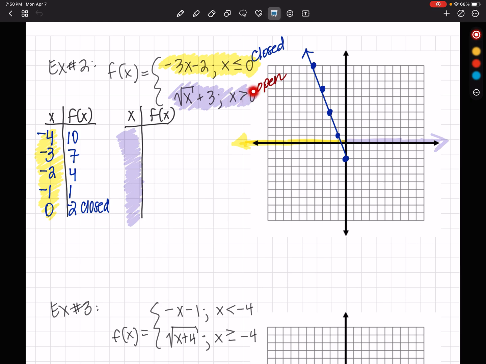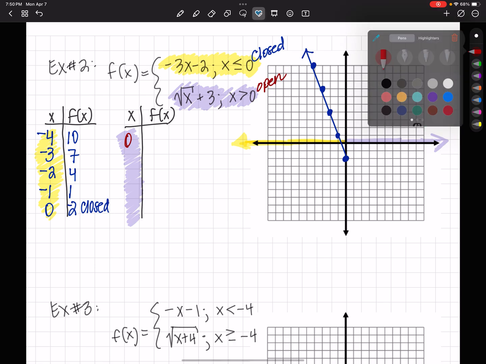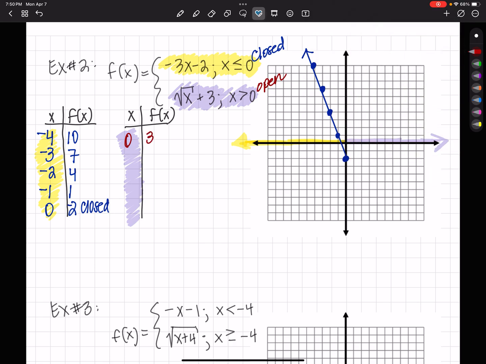This is a critical point right here. So when I put that 0 in, the square root of 0 is 0. 0 plus 3 is 3. So when I put a 0 in, I get a 3 out, and that is going to be an open circle because 0 is not included in the domain. 0, 3, there's my open circle.